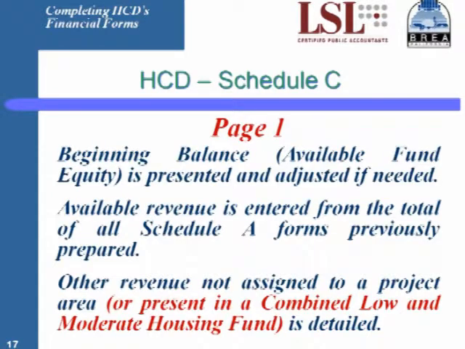Page 1, we have our beginning balances, our beginning balance of available equity. We then bring in our available revenue from all of our Schedule A's we've just talked about, and we bring in any other revenue that's not assigned to a project area. And a combined low and moderate is not assigned to a project area. And I'll show you how to report that. Under the HCD reporting, they're not like the controller. The controller has a separate, if you want to call it, project area established for a low and moderate housing fund combined. The HCD does not. They do not want to see a separate one established because that miscounts the number of project areas. So they want it handled on Schedule C, and I'll show you where that is detailed.